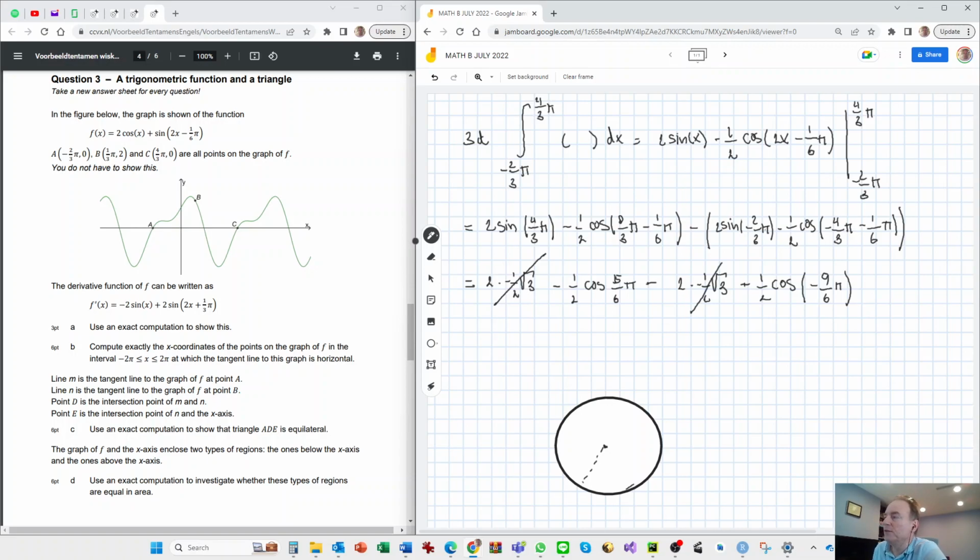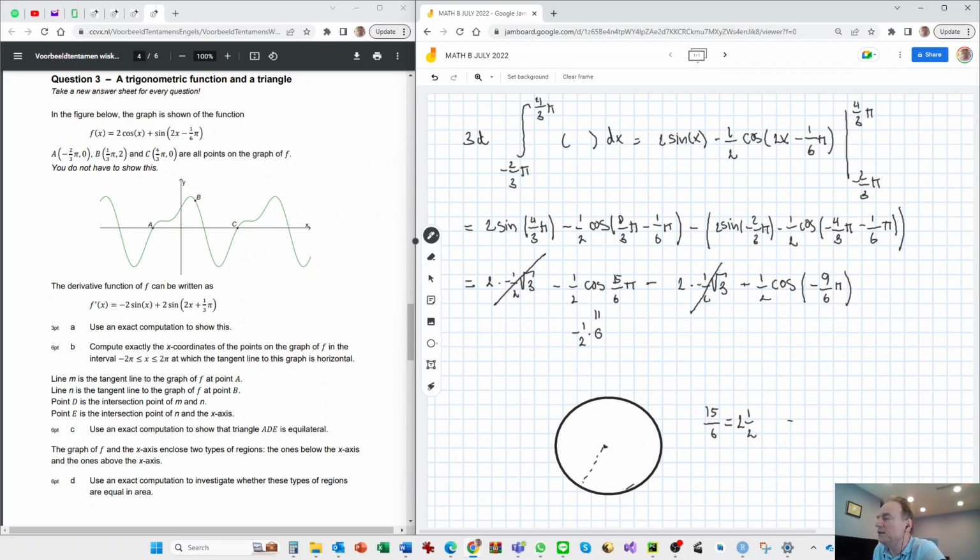And what's the cosine of 15/6 pi? Well, 15/6 is equal to 2.5. Well, 2.5 means one rotation and then a half pi rotation. You get actually 0. So this equals minus 1/2 times 0.